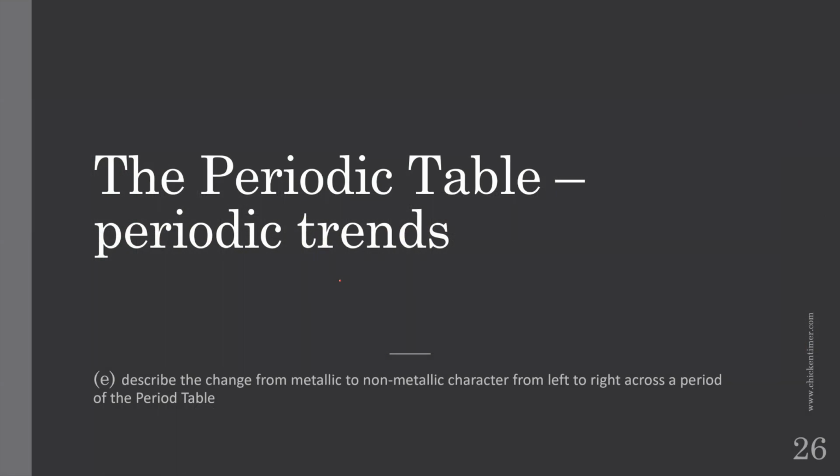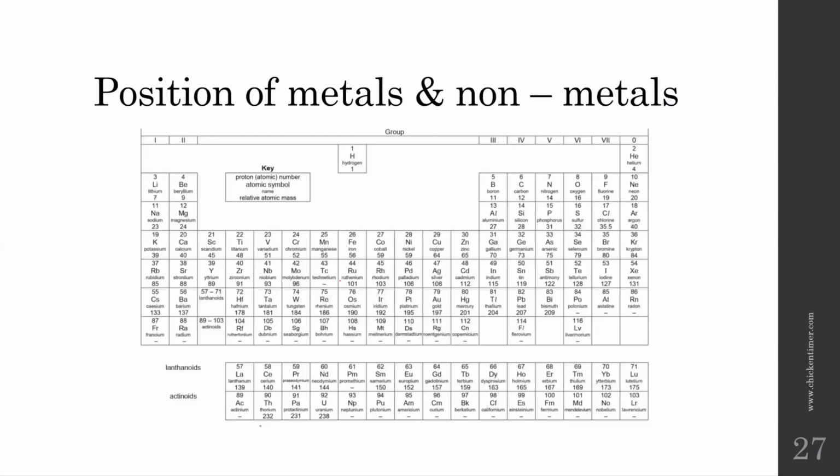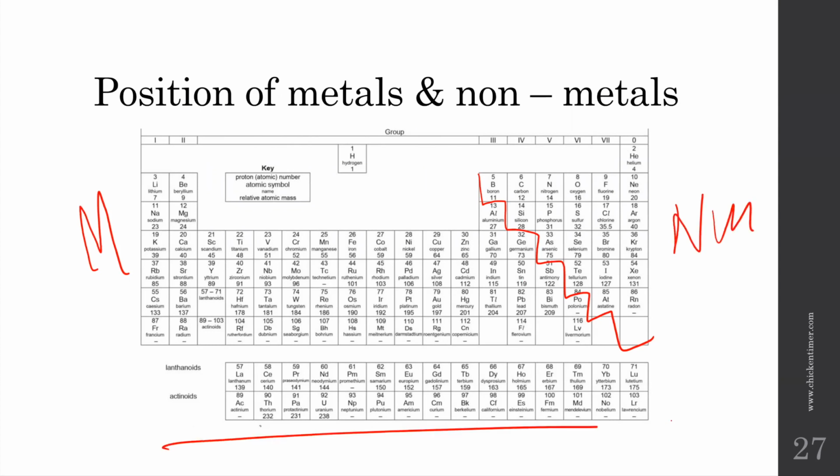Then this is probably the last section. So you describe the change of metallic character to non-metallic character from left to right. So, revisiting again, metal, non-metal. When we go from left to right, it will change from metallic character to non-metallic character. Metallic character means it reacts like a metal, like the chemical reactions of metal.